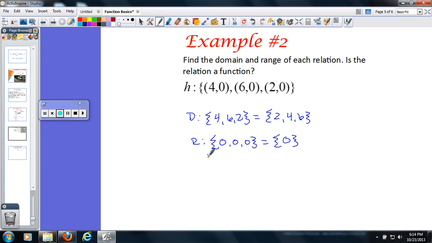So my question is, is the relation a function? And when I look at this, obviously we can tell it is, because the domain does not repeat. So this is a function.